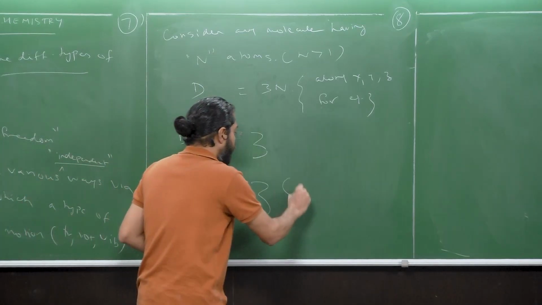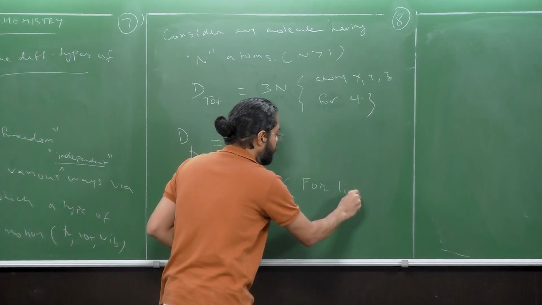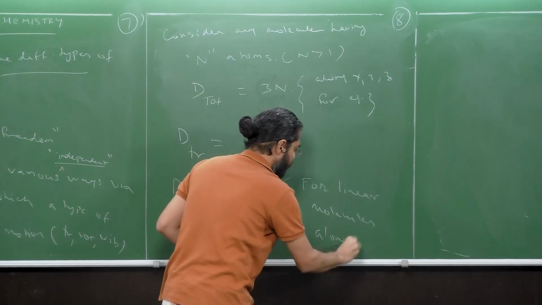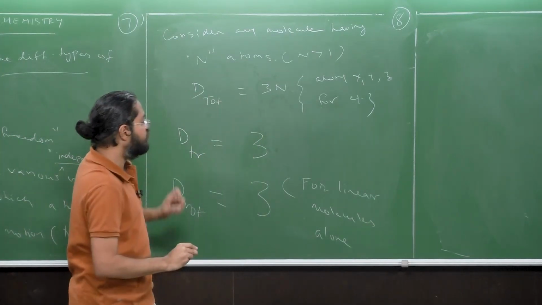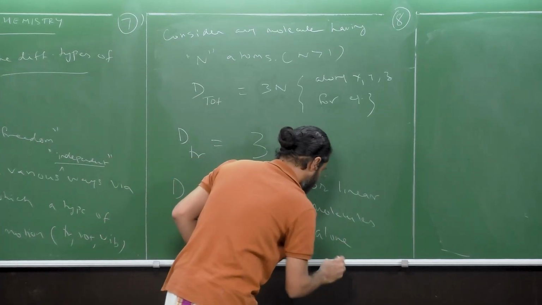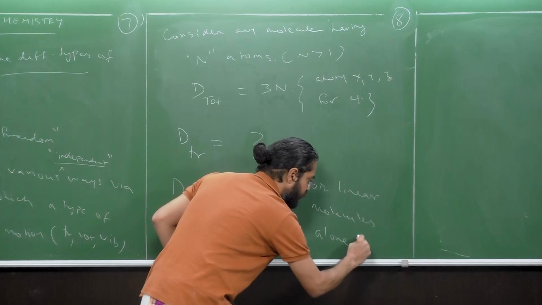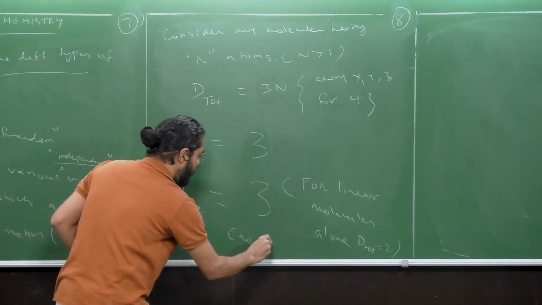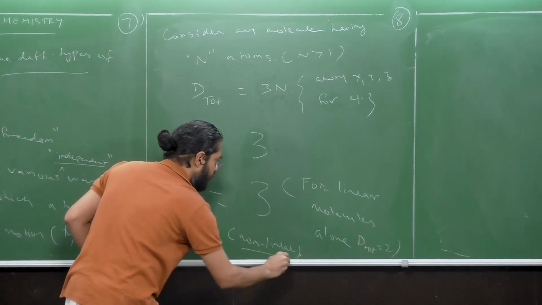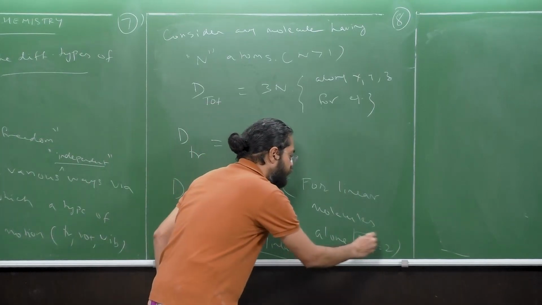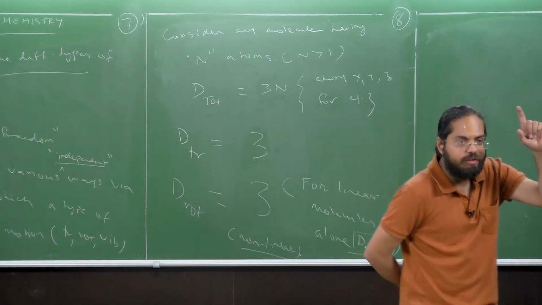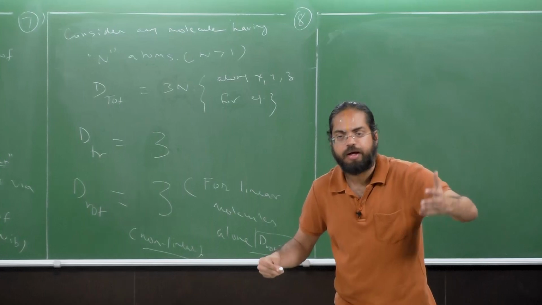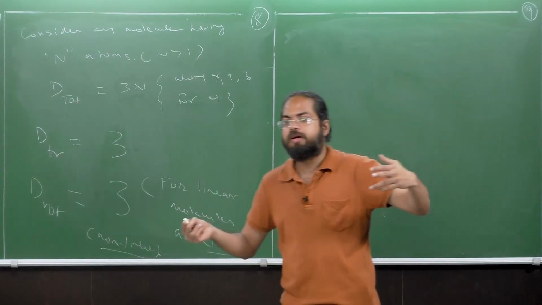Notice that this is for the non-linear, more general case. But for linear molecules, your degrees of freedom of rotation are only 2 and not 3. Please observe this point carefully. Now, if you consider any linear molecule, what's an example of a linear molecule that comes to your mind? The simplest one is H2.